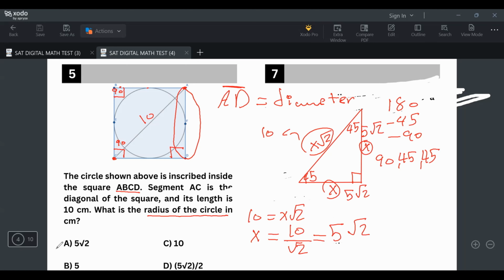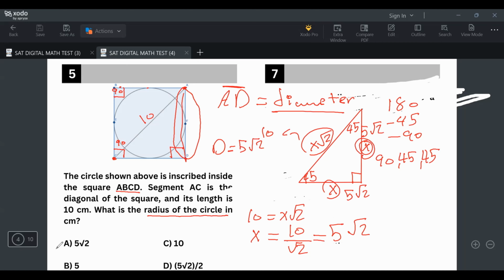Okay, so now we know the diameter. The diameter of the triangle is equal to 5 root 2, because as we said before, AD is similar to the diameter of the triangle. Since AD is equal to 5 root 2, the diameter is equal to 5 root 2 as well. So the value of the radius of the circle is equal to the diameter divided by 2. So we would divide 5 root 2 by 2. So the answer for this question will be choice D.